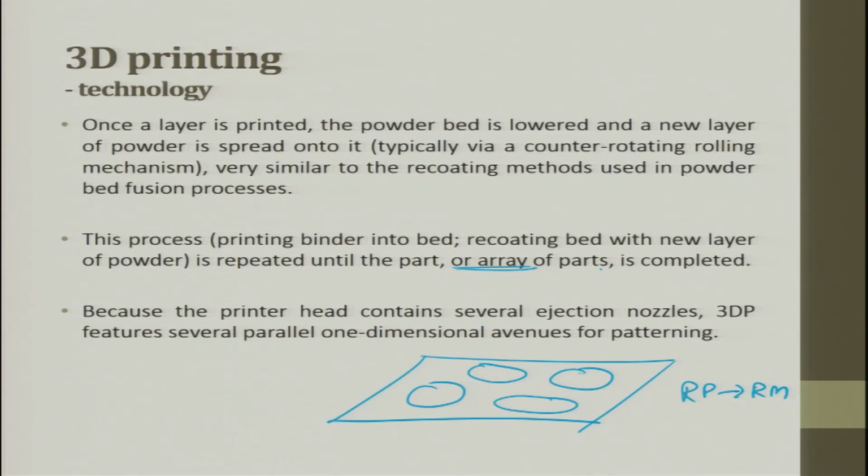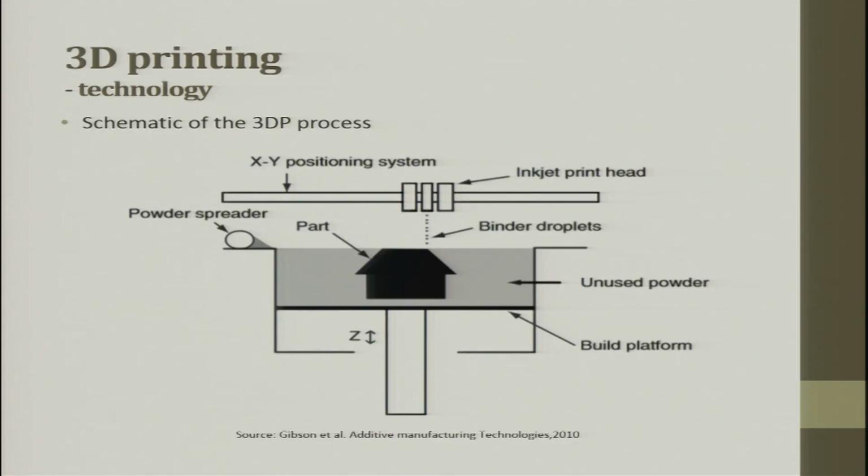Okay. An array of parts is completed because the printing head contains several ejection nozzles, 3D printing features several parallel one-dimension avenues for patterning. So this is how a typical schematic diagram looks like.